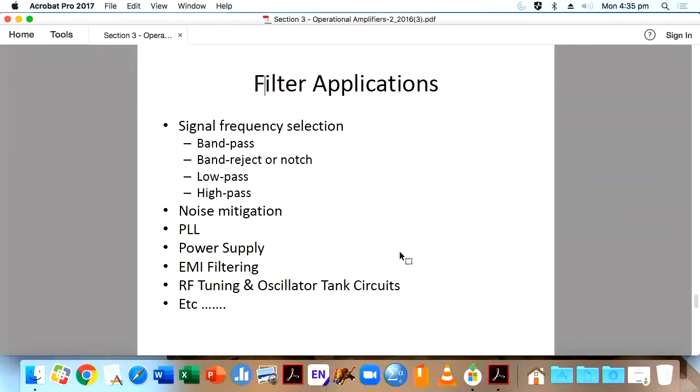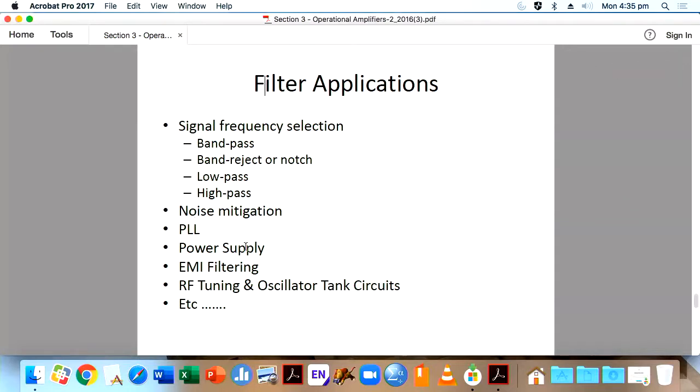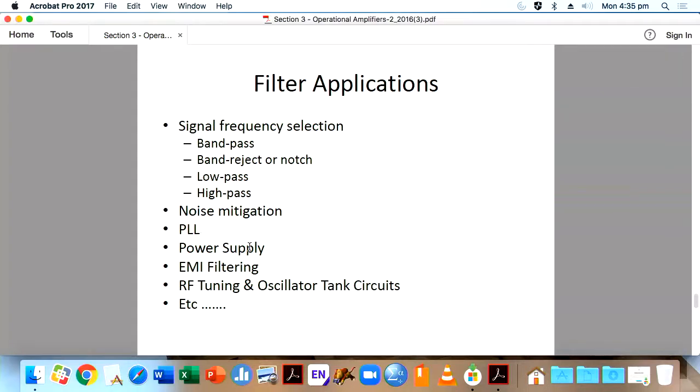Filter applications: signal frequency selection. You can find band pass filters, band reject or notch, low pass, high pass. Then we use filters for noise mitigation. You can filter out the noise. Also phase locked loop, power supply, EMI filtering, RF tuning and oscillator tank circuits. You use a lot of filter concepts in RF design.